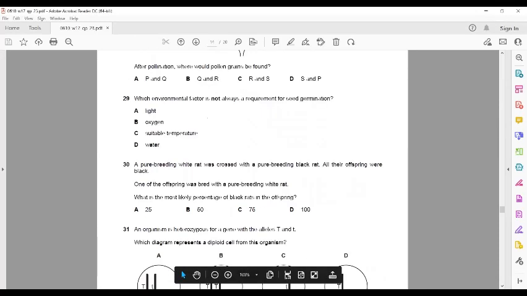Number 29, which environmental factor is not always a requirement for seed germination? A, light is not necessary because the plant doesn't have any leaf yet to do photosynthesis, so it's not always necessary.